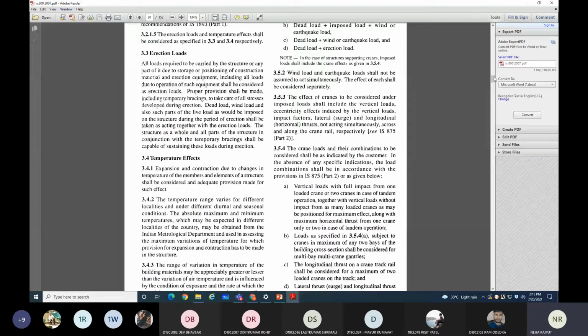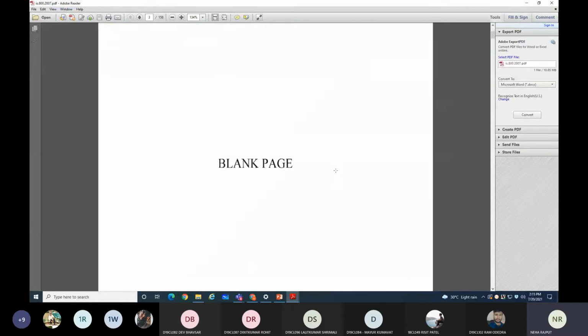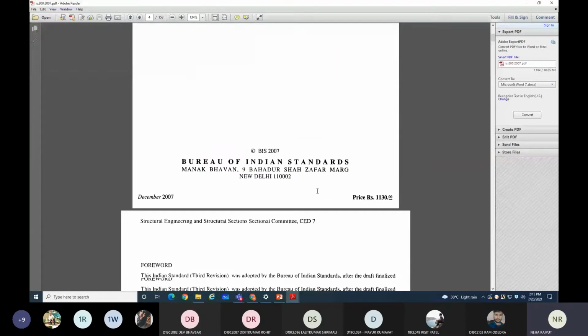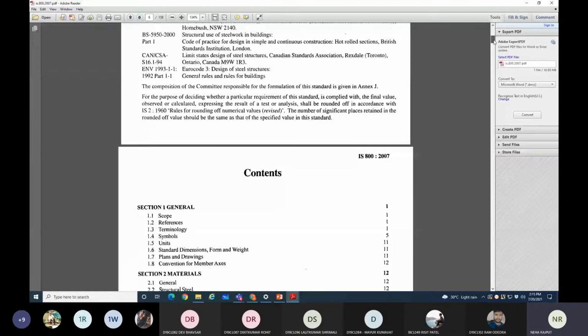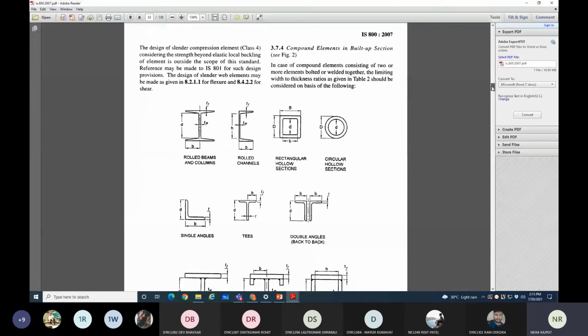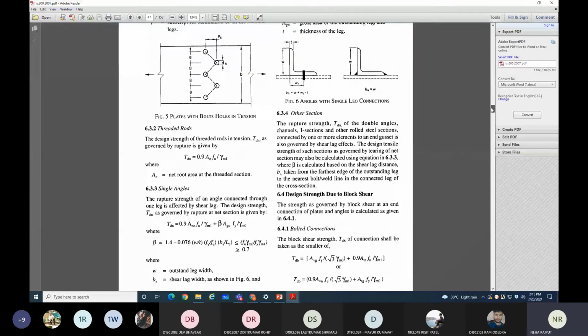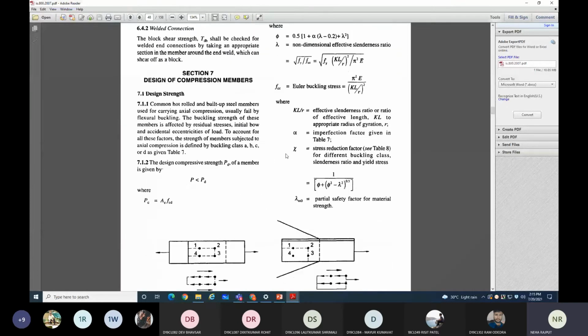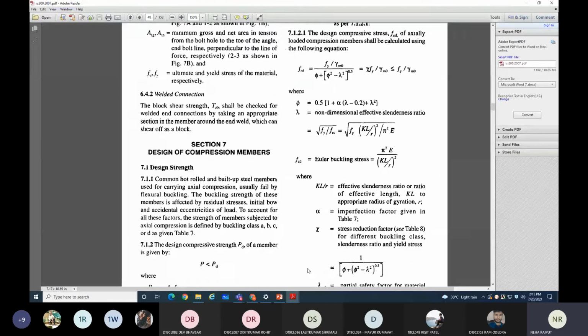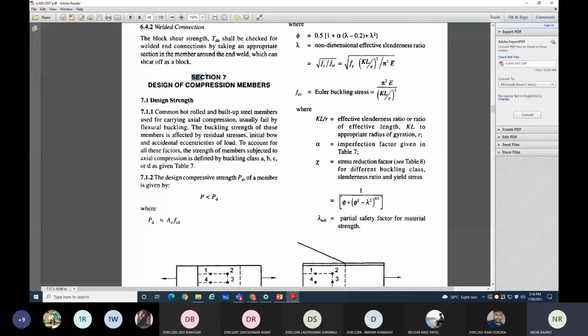So this is the code, IS 800 2007. The name of the code is General Construction in Steel, Code of Practice. So this code you are going to use for the steel design, and you can directly use the part of the code that is called compression member design. So this is section number 7, design of compression member.